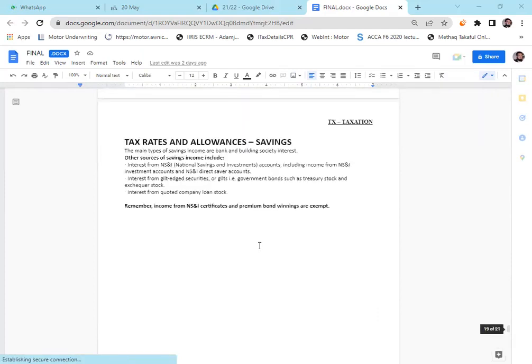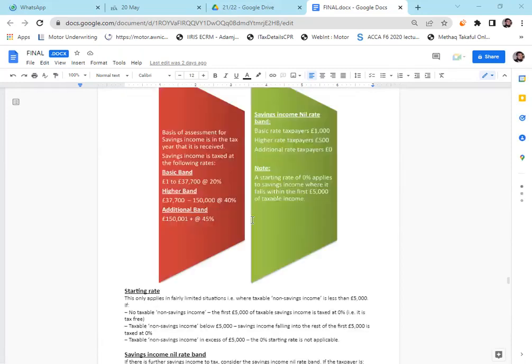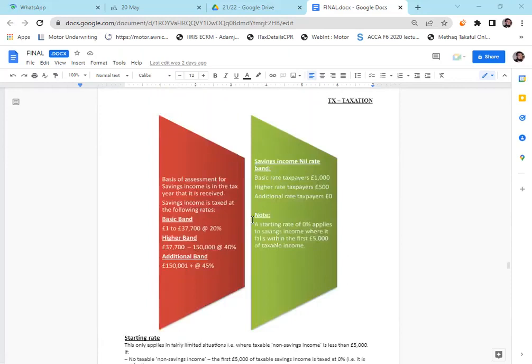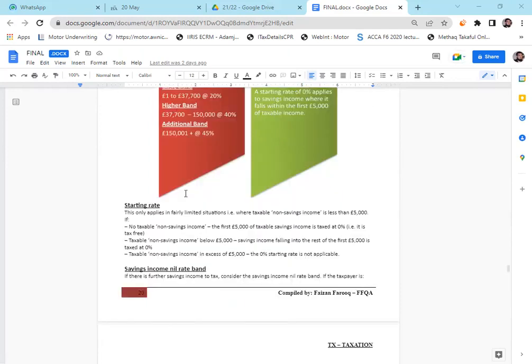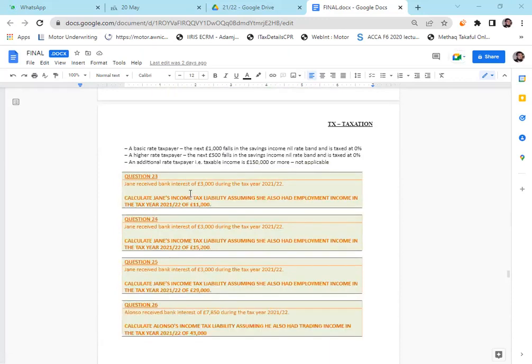All the theory regarding what we discuss right now is already provided in the notes. You can read it; the start band, nil rate band and so on are all mentioned over here. Now you have question number 23. Jane received bank interest of £2,000 during the tax year 2021-2022. Calculate Jane's income tax liability, assuming she also had employment income in the tax year of £11,000.